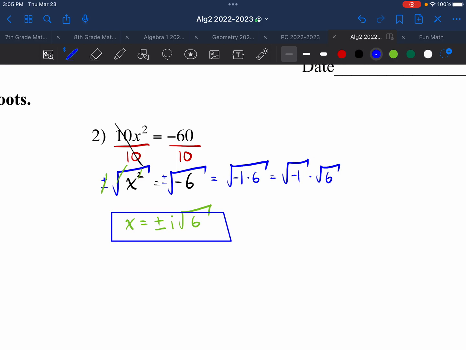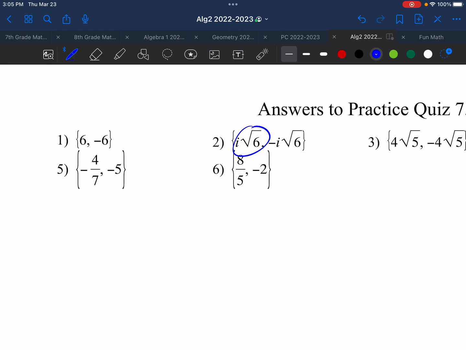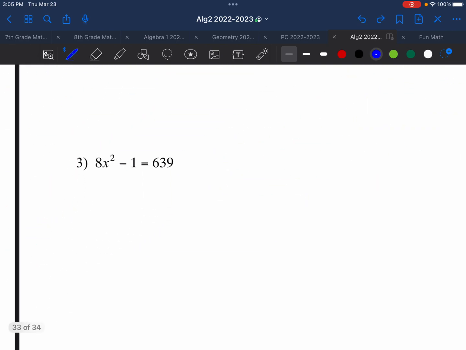And that was a weird box, but whatever. Let's see, plus or minus i root 6. Yeah, so i root 6 and negative i root 6 is the same thing, so I got it right. What about for number 3?